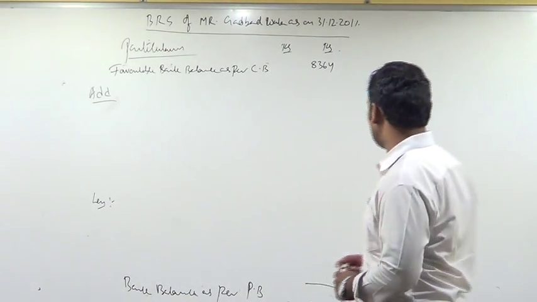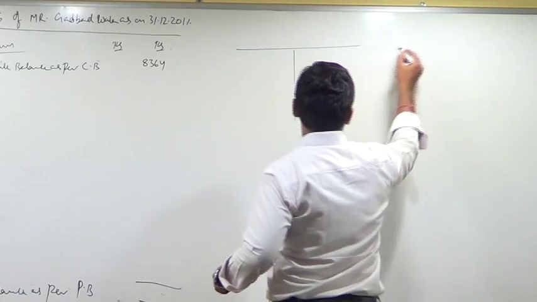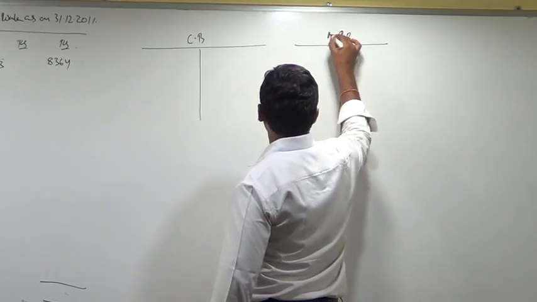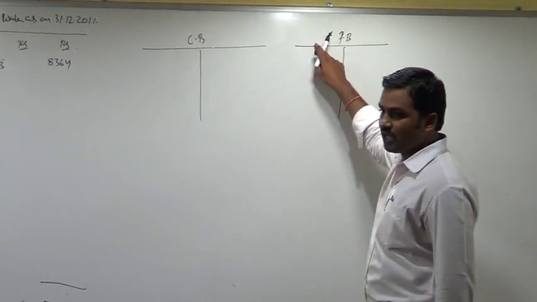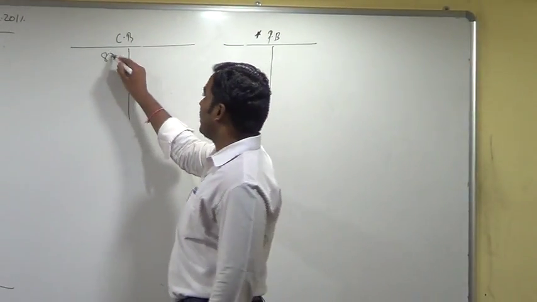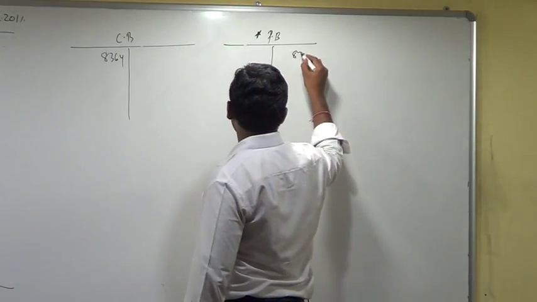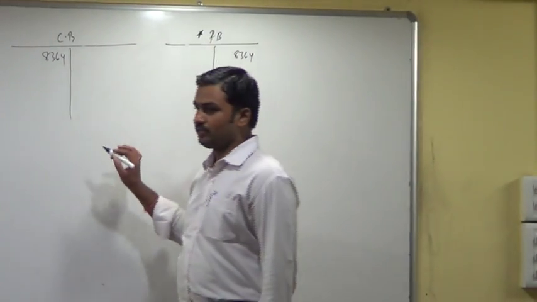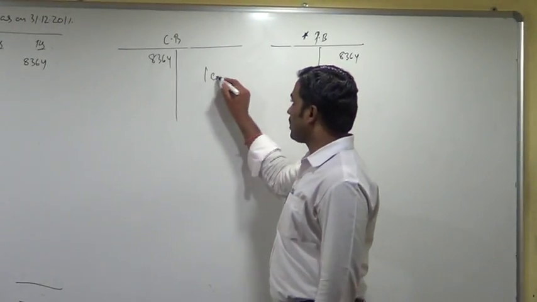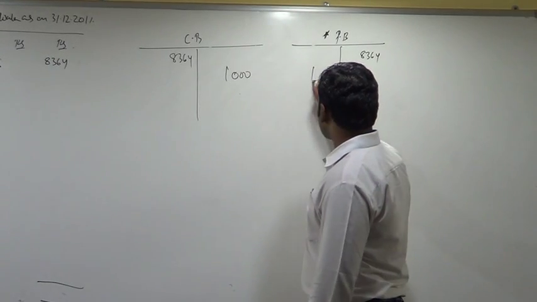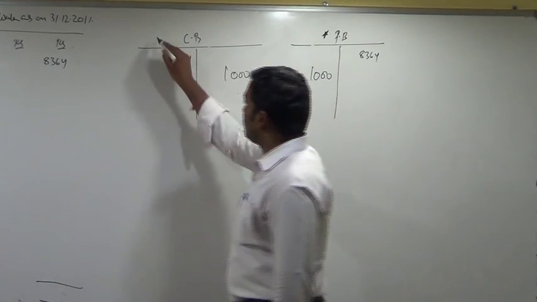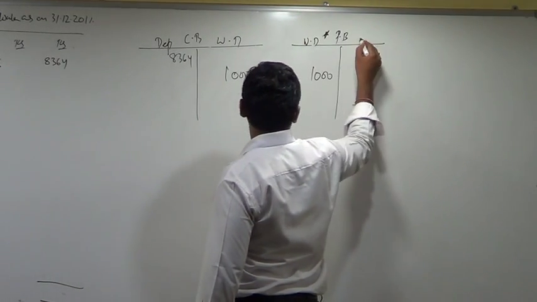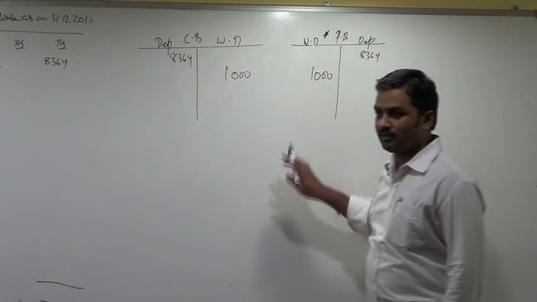Yes? To understand it, let us use this table. Cash book, passbook. I want to make the cash book equal to the passbook, hence I put a star to the passbook. Opening balance 8,364 here, 8,364 here. Assume both are one and the same. Suppose actual payments were 1,000. Passbook also payments 1,000. Deposit, withdrawal, deposit. This is the actual position.